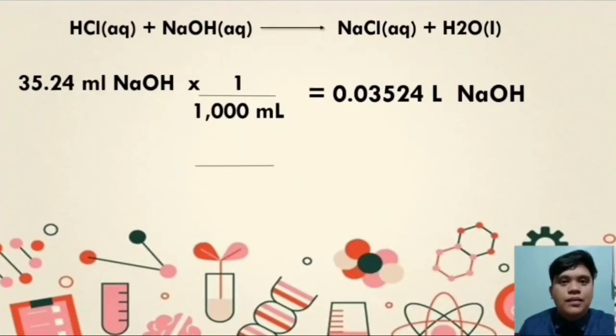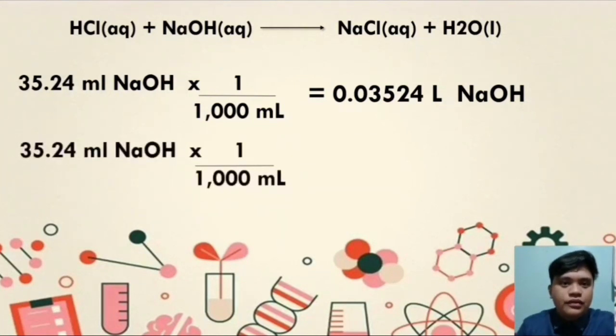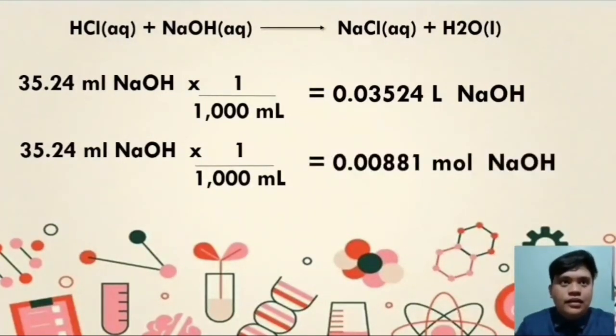Now, since we have the concentration of the base, we can convert liters into moles. So let's take our liters of base and multiply it by 0.250 moles per liter. And that means that 0.00881 moles of base were required to reach the equivalence point.